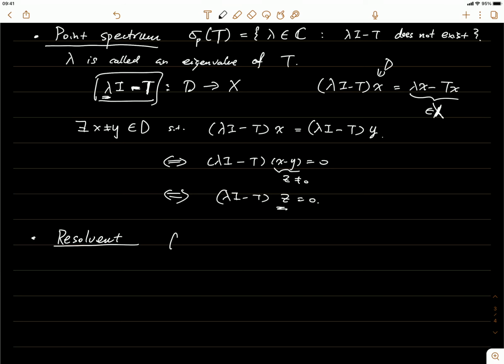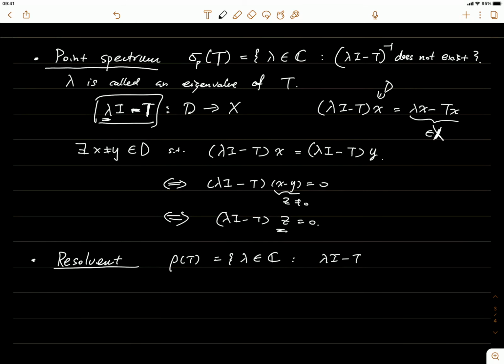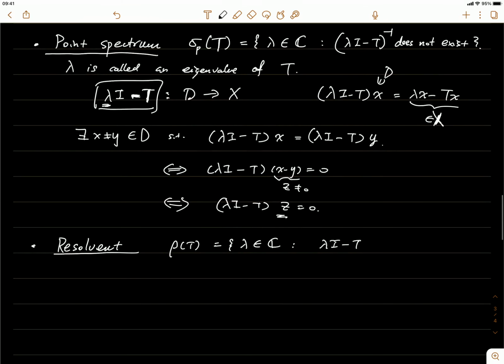And we use the notation rho of T. This is a collection of complex values lambda such that the inverse of lambda I minus T does not exist. Sorry, I should say this does not exist. This just means that lambda I minus T is not bijective, not injective.